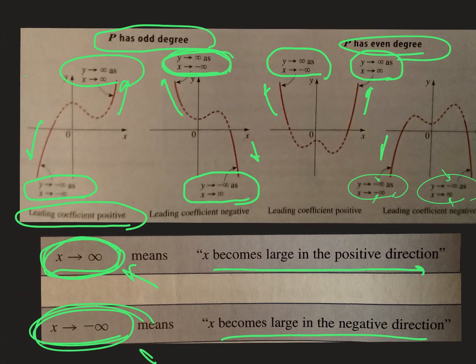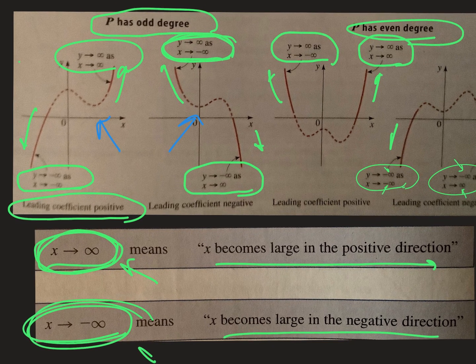Okay, so one more time. If it's odd positive, it always looks like this. Odd negative always looks like this. And by saying negative, I mean the leading coefficient. The degree is odd, leading coefficient's negative or positive. So on this one, if it's even and positive, it's going up. If it's even and negative, both ends go down.